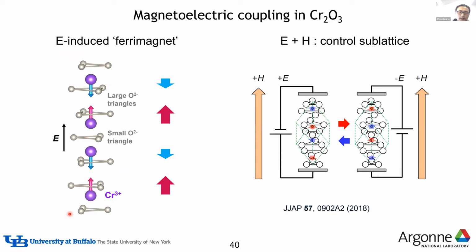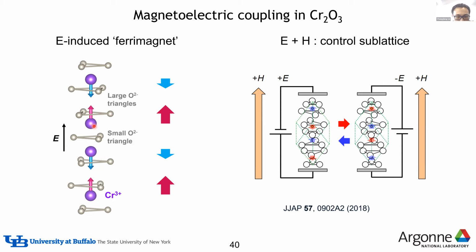It turns out that Cr2O3 is also interesting in that it has a magnetoelectric coupling. This is because the two magnetic sublattices for the chromium ion.